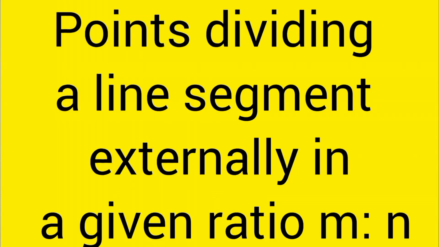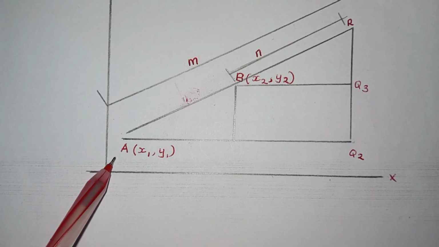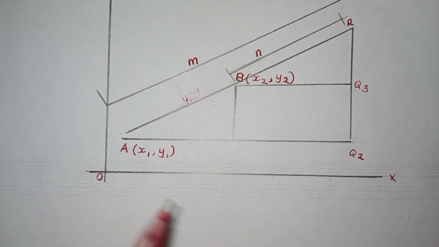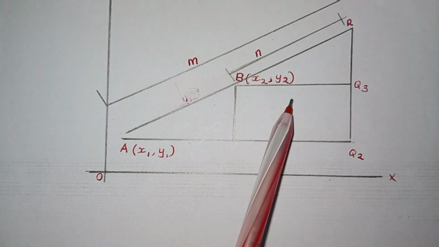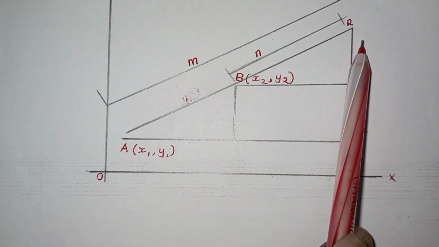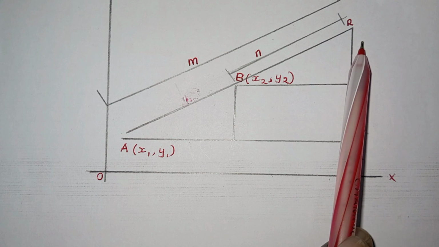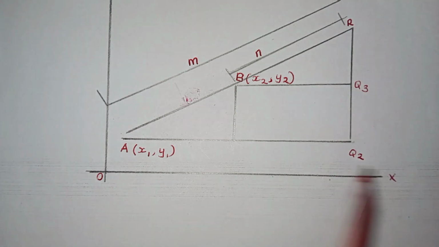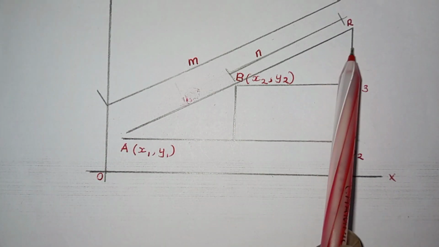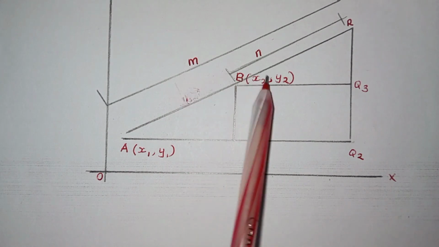How to obtain the point dividing a line segment externally. We are considering a point A, which is (x1, y1), and a point B, which is (x2, y2). Point R divides the line segment AB externally such that the ratio of AR to RB is equal to m is to n.